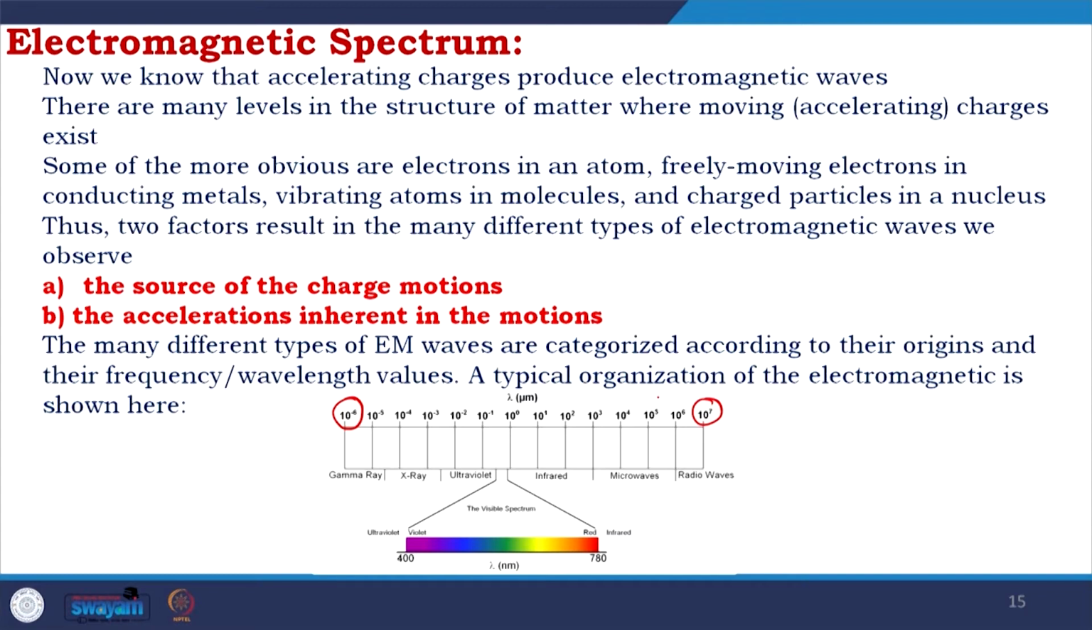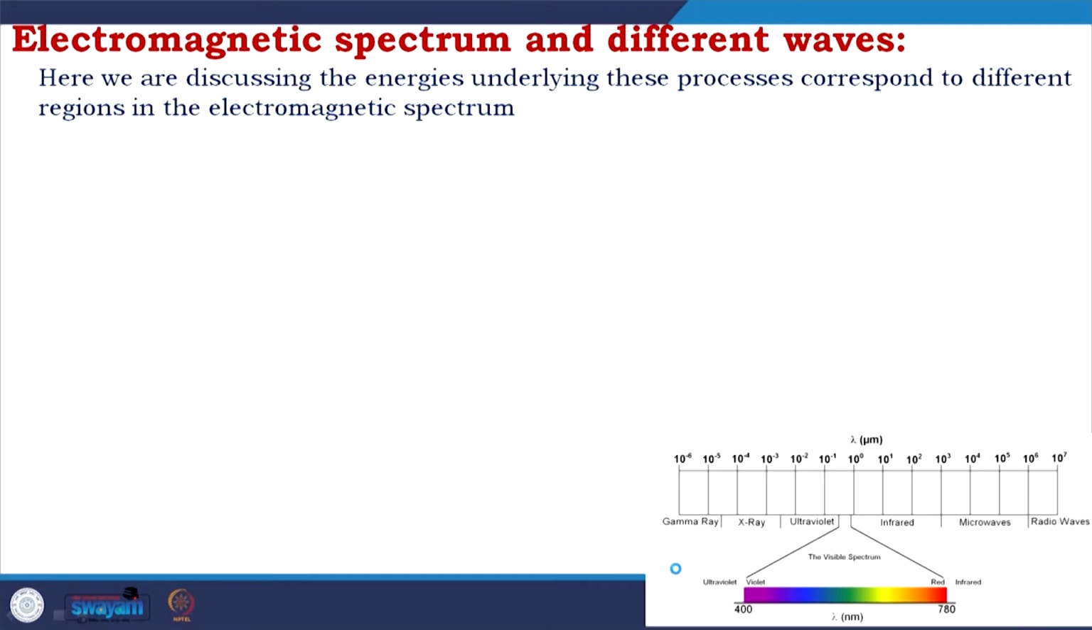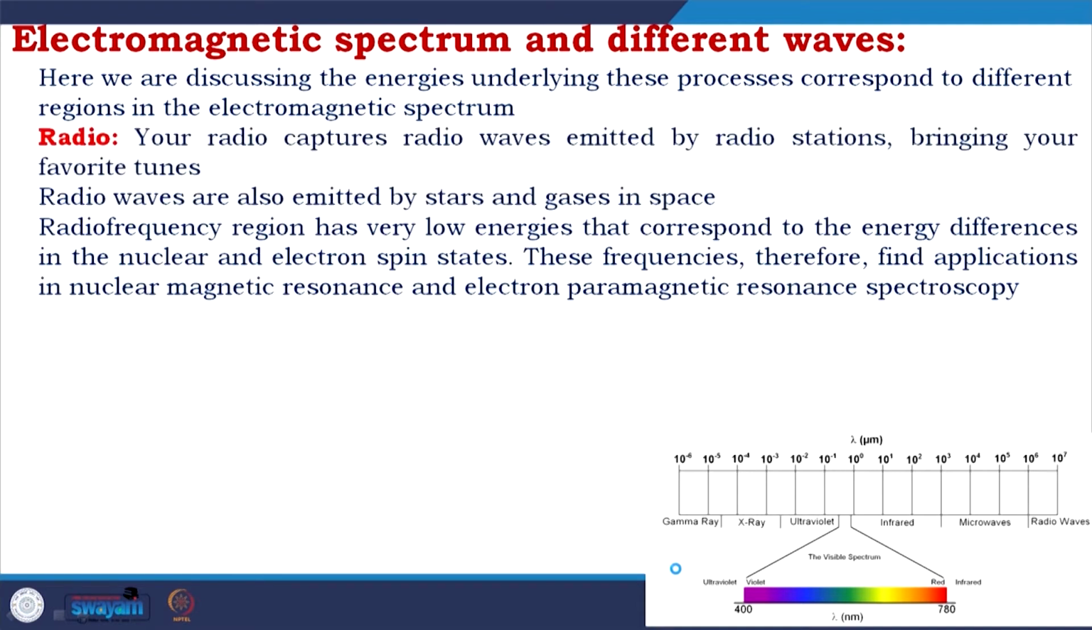Many different types of electromagnetic waves are categorized according to their origin and their frequency or wavelength values. A typical organization of the electromagnetic spectrum is shown here. This is the one which we call electromagnetic spectrum. Here we are discussing the energies underlying these processes that correspond to different regions in the electromagnetic spectrum.